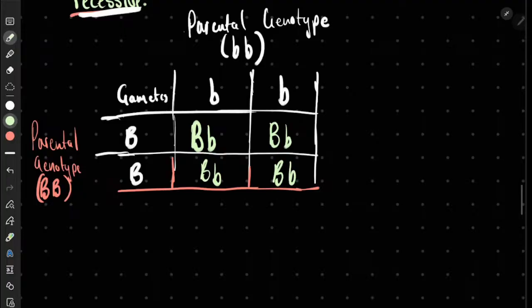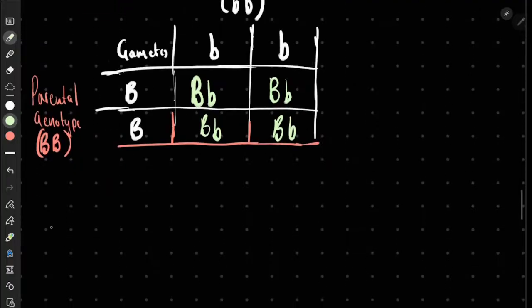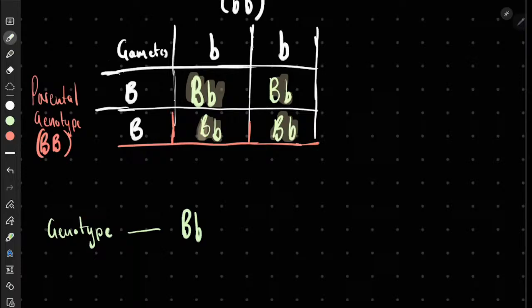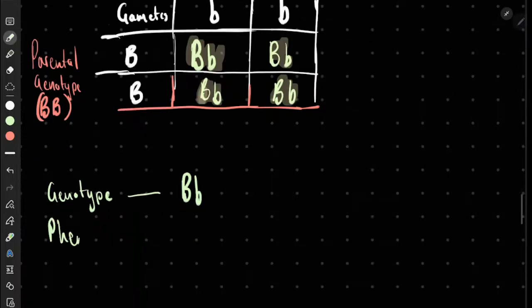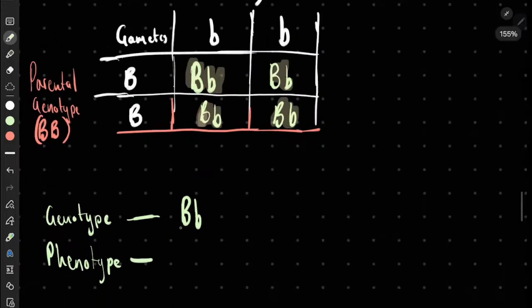Now, what is the genotype of the offspring? In other words, they're asking you, what results do you get for the offspring? You can see that all the offspring will be big B, small b. That's the only genotype. Then what phenotype do you get? In other words, if a person has these genes, what type of eyes do they have? Because the dominant one is there, it's the one that will be expressed. So this person will have brown eyes.